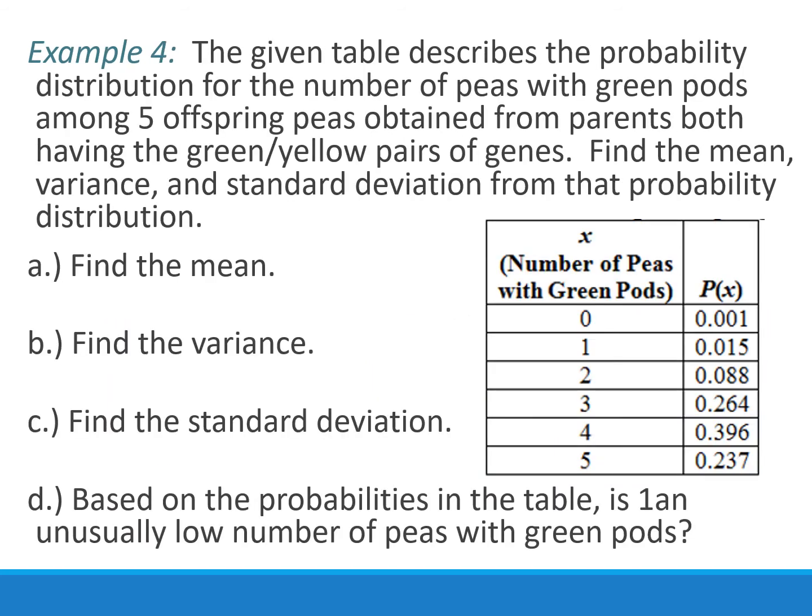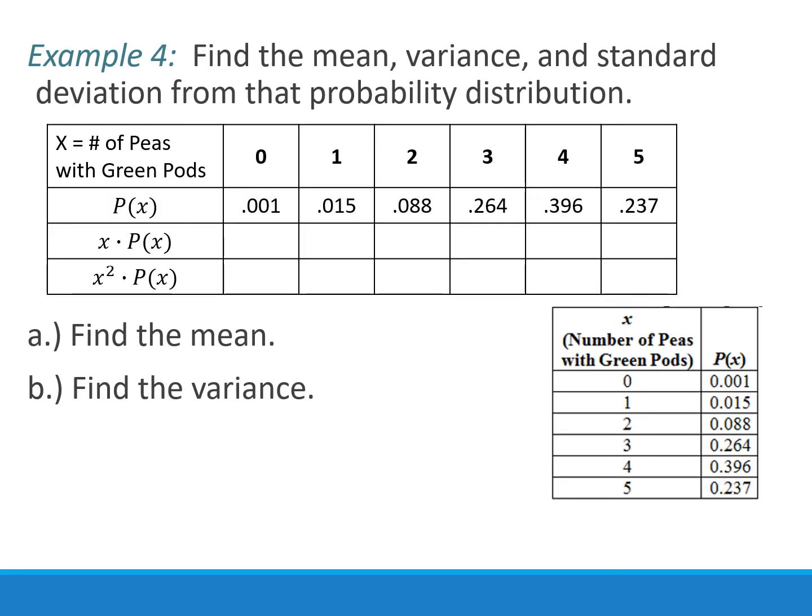And lastly, number 4, here we have a table that shows the probability distribution for the number of peas with green pods from 5 offspring peas. This is from Mendel's famous pea experiment. We want to find the mean, variance, and standard deviation from this table. Just so I don't confuse you, I wanted to make sure it fit on the slide, so I changed it to a horizontal display.